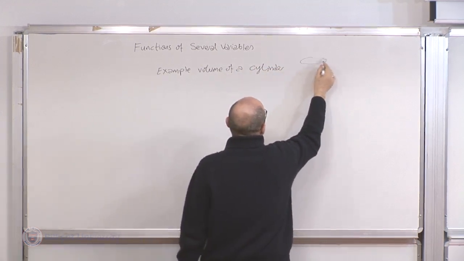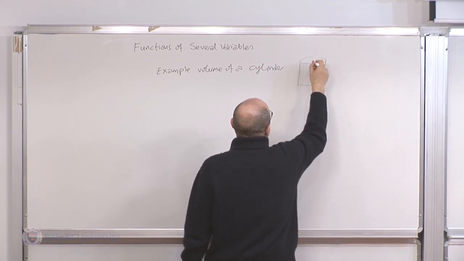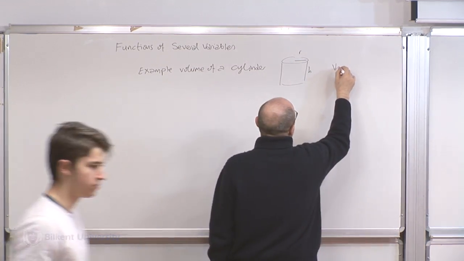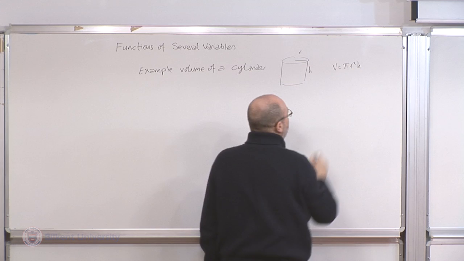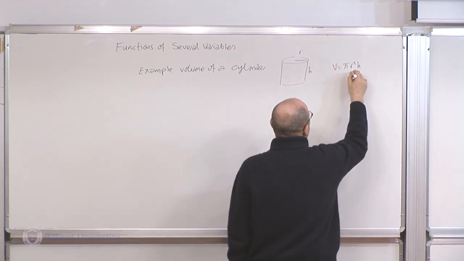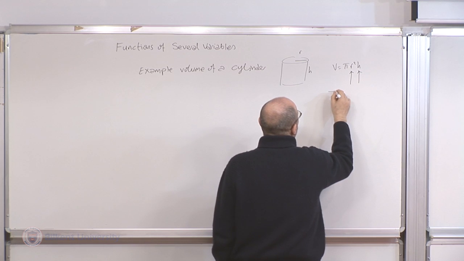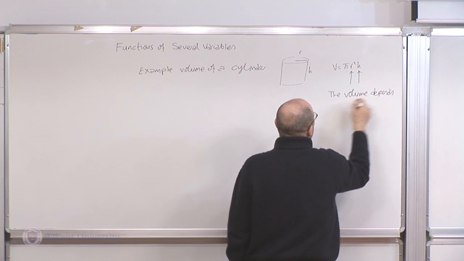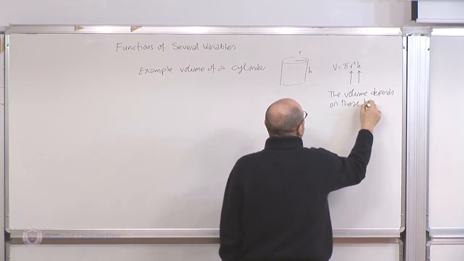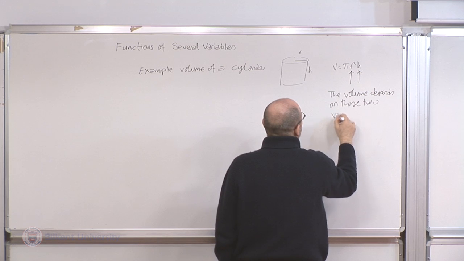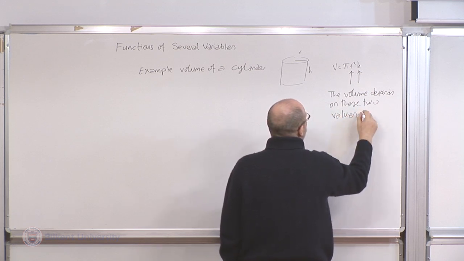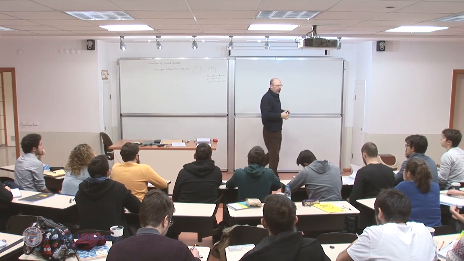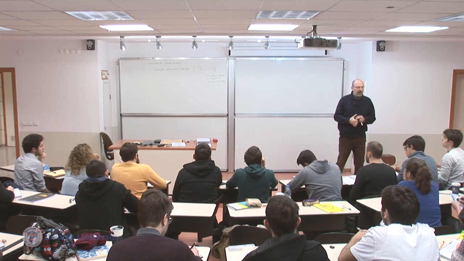Okay, so a cylinder is something like this, remember? Here we have the radius and here the height. The volume is pi r squared h. So we have two variables here. The volume depends on these two values. Since we can change them, these are variables. If you look at it this way, we see that functions of several variables are everywhere.